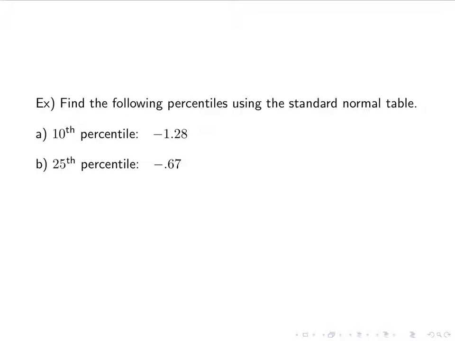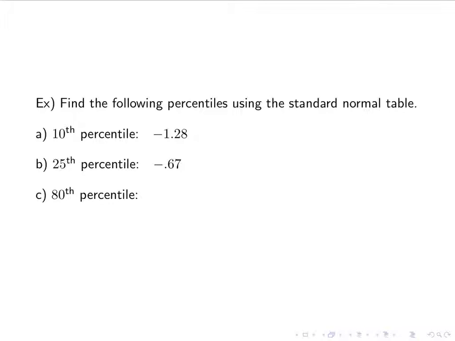No, I did write that backwards. The row is the ones and the tenths, and the column is the hundredths. I don't know why I'm getting confused right now. So the row corresponding to negative 0.6, and the column corresponding to 0.07. Again, make sure you're in the negatives because 25% is less than 50%.